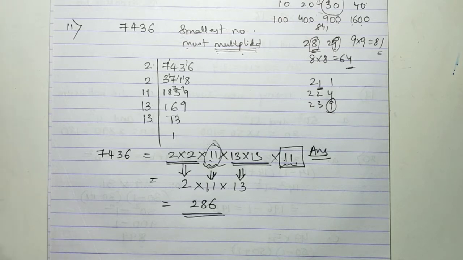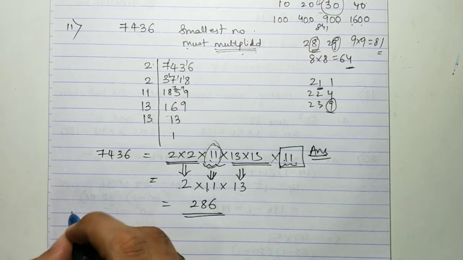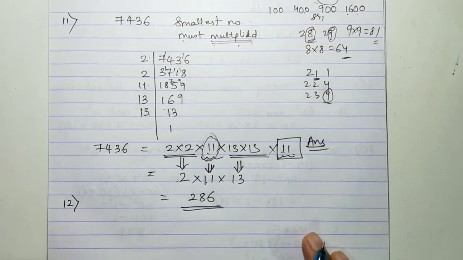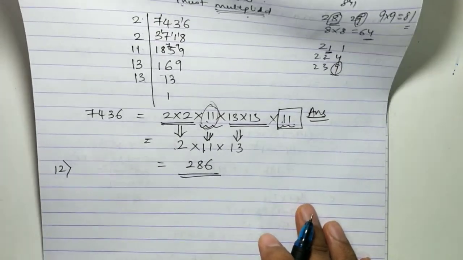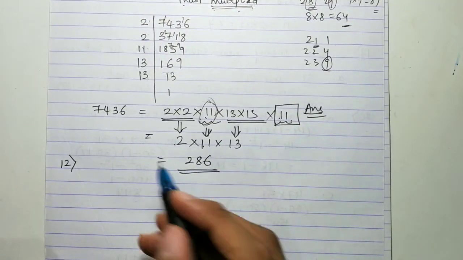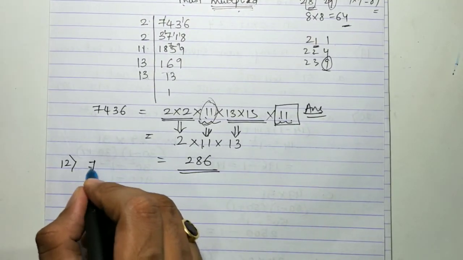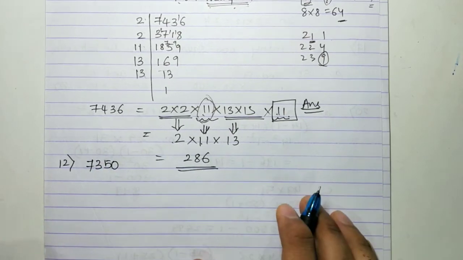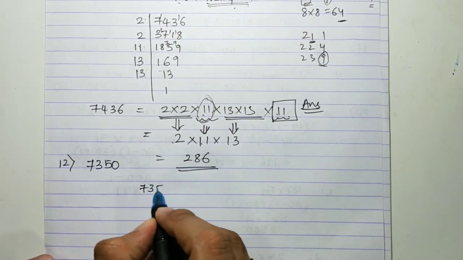The smallest number that should be multiplied. Now the next one, the 12th question, is the smallest number that should be divided to make it a perfect square. So again use the same method. The question is 7350. So I will prime factorize 7350.